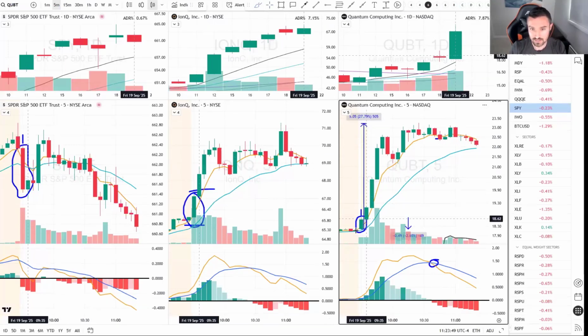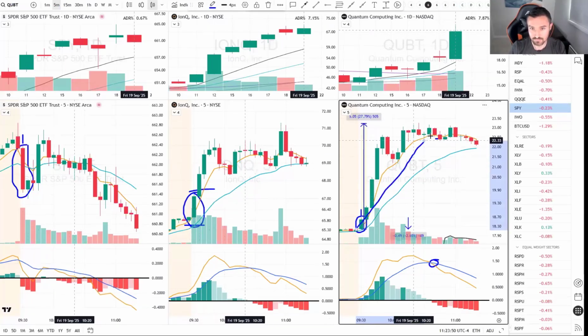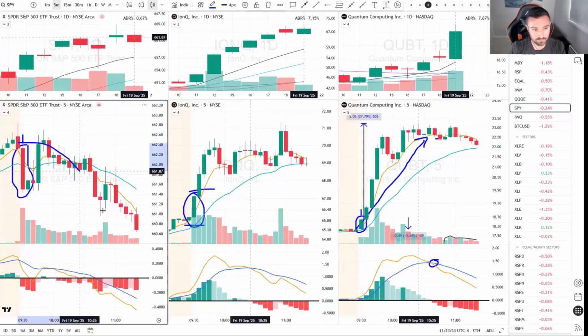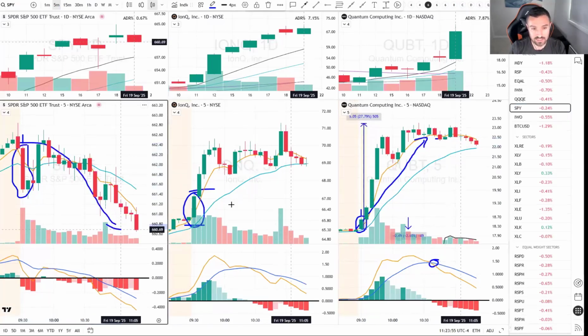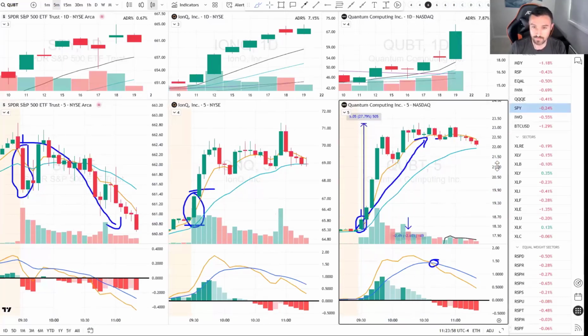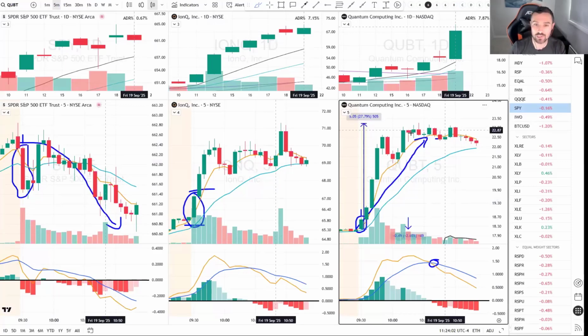So as QBT is doing this intraday, look at what the SPY is doing. What is QBT telling you? It's continuing to tell you, I'm strong, I'm strong, I'm strong. As Barbara said, there's no need to sell a rising stock. So these are the ones that you then want to absolutely nail.